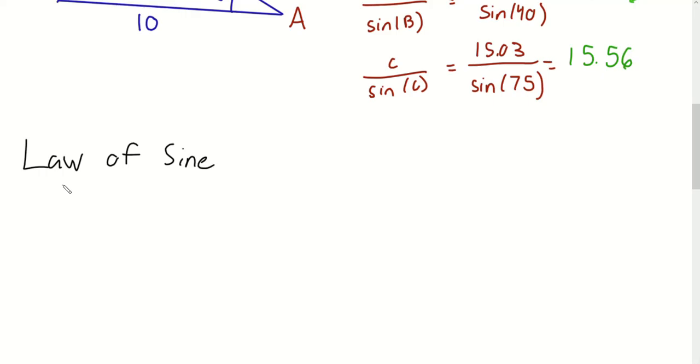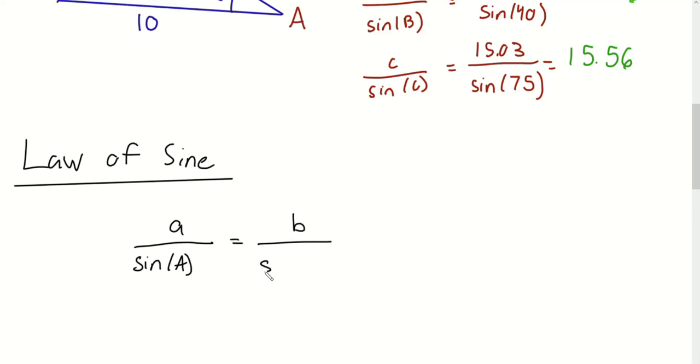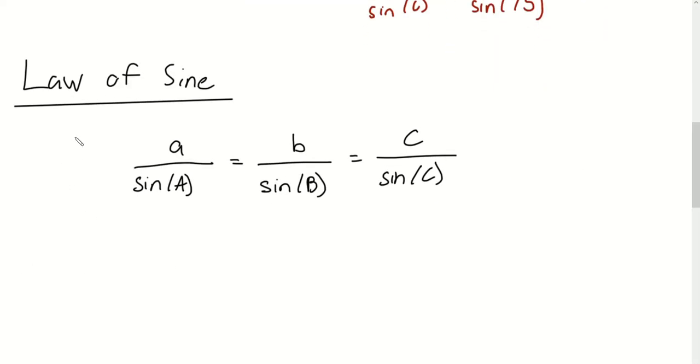It is just stated as our ratios: a over sine of angle A equals b over sine of angle B equals c over sine of angle C. You will probably never have to use all three of them. You really won't. You will only have to use two of them in this. And you can also write it.